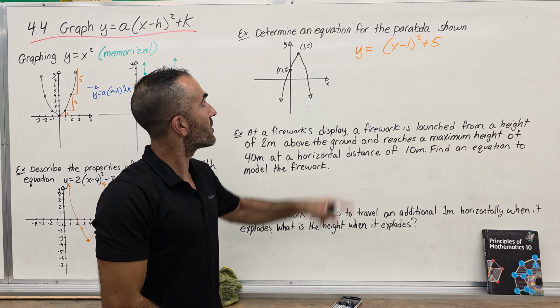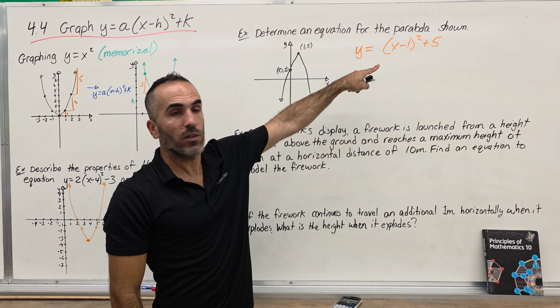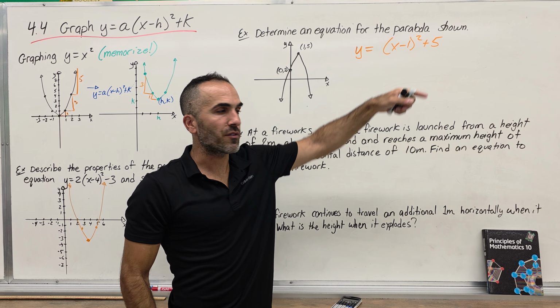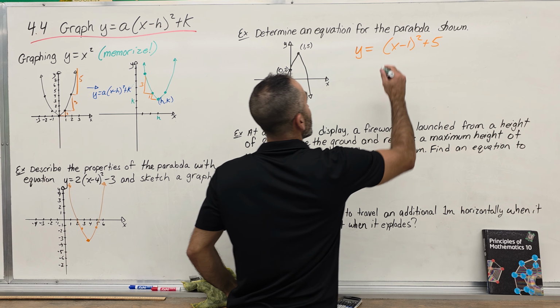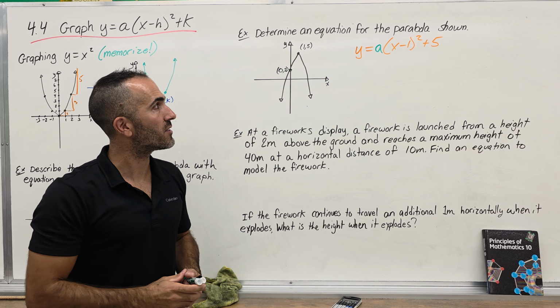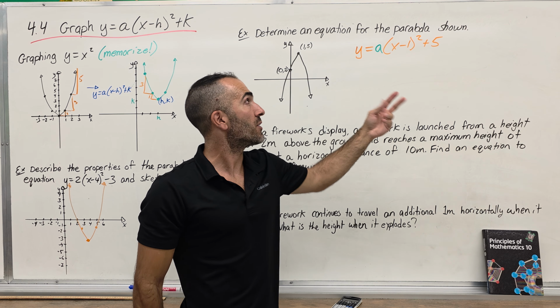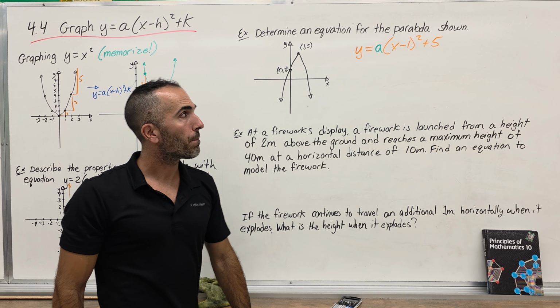Remember, h and k is the vertex. It's moved over 1 to the right, so -1. It's moved up 5, so +5. But don't forget, you have to have an a value every single time. That's where the mistake's going to happen. If I ask you this on a test and you just give me those two, you get 2 out of 4 marks, because it's another 2 marks to find a.